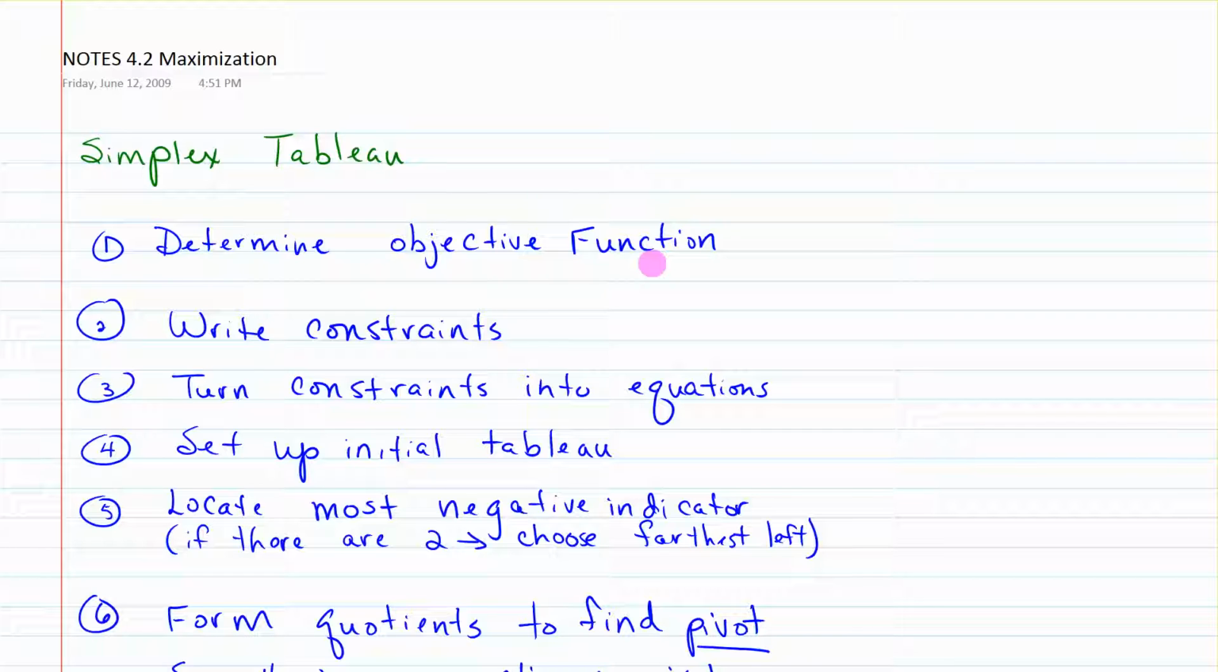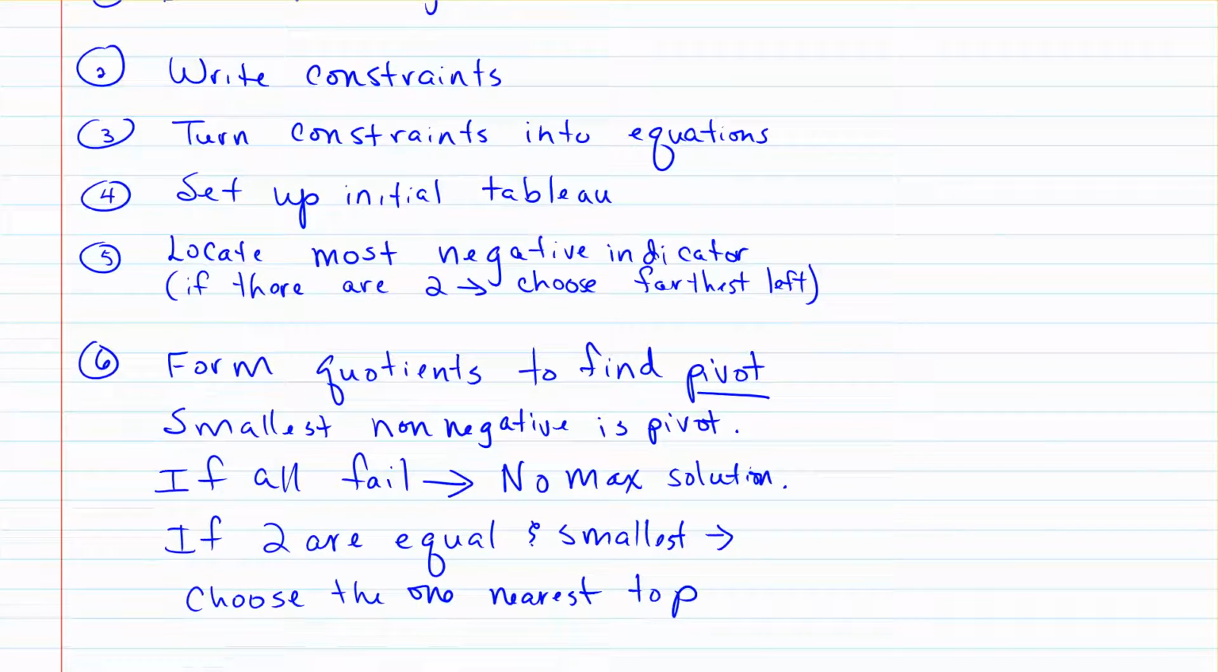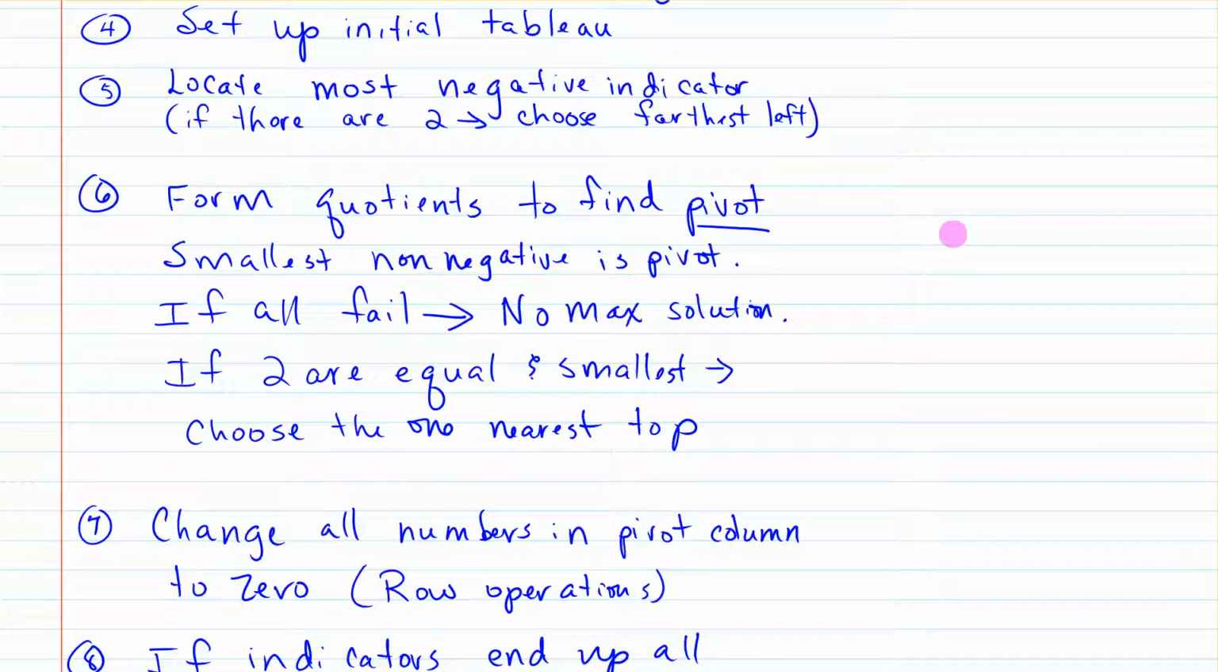2, write the constraints. 3, turn the constraints into equations. 4, set up the initial tableau. 5, you're going to locate the most negative indicator at the bottom. If there's 2, you choose the farthest left. Number 6, you're going to form quotients to find the pivot. The smallest non-negative is the pivot. If all fail, there is no max solution. If 2 are equal, and the smallest, you choose the one nearest the top.